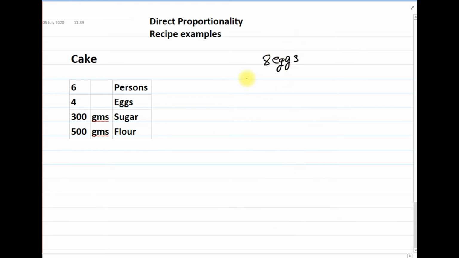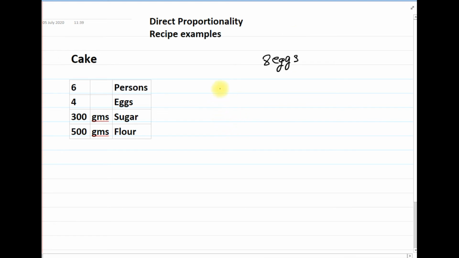Now, another variation the question can be put. Suppose I have 8 eggs and I can get enough of the other quantities that I need. That means I can have as much sugar or as much flour as I need. So with 8 eggs, provided I can get enough sugar and enough flour, for how many people can I make a cake, and how much sugar or how much flour do I need?